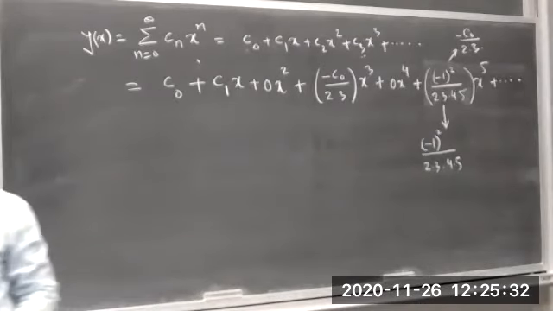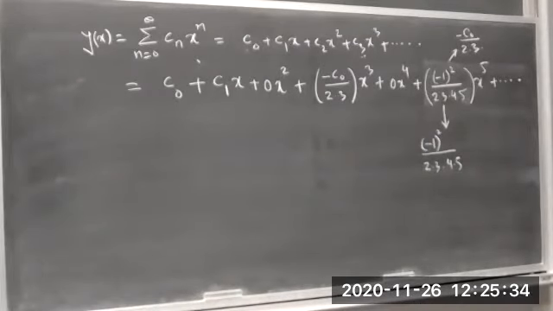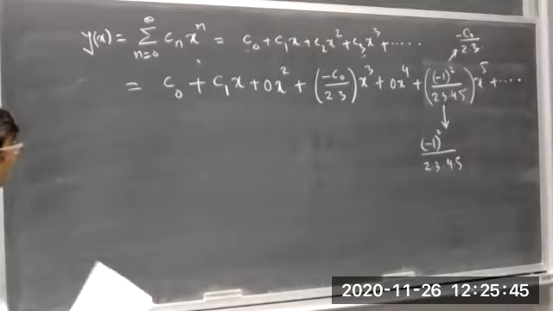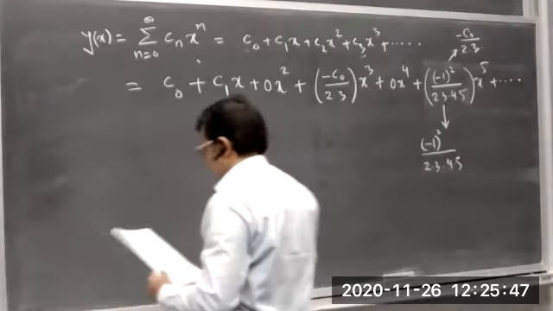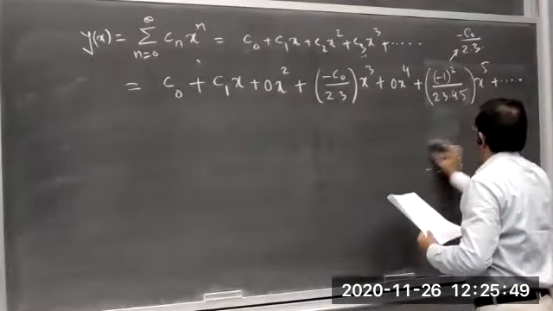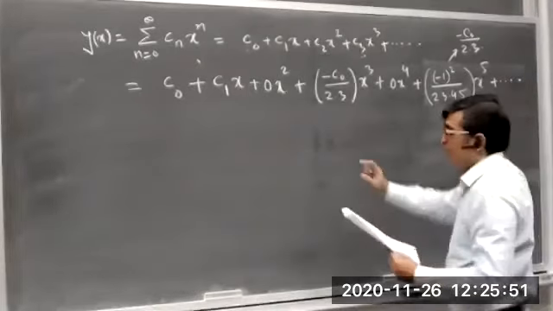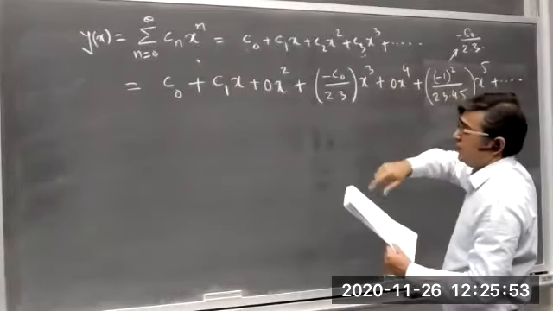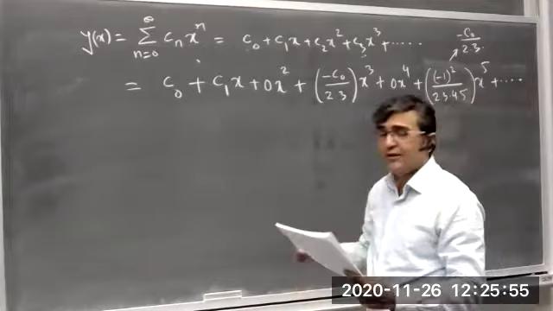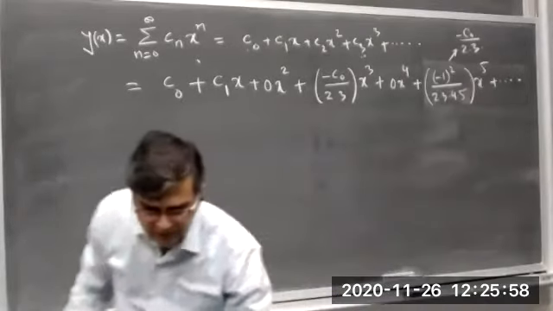Now if you look at this solution, there are certain terms which involve c0 and other terms which involve c1. You can see the detailed solution in my notes. I have written many terms in my notes on page 33. Is there any question?